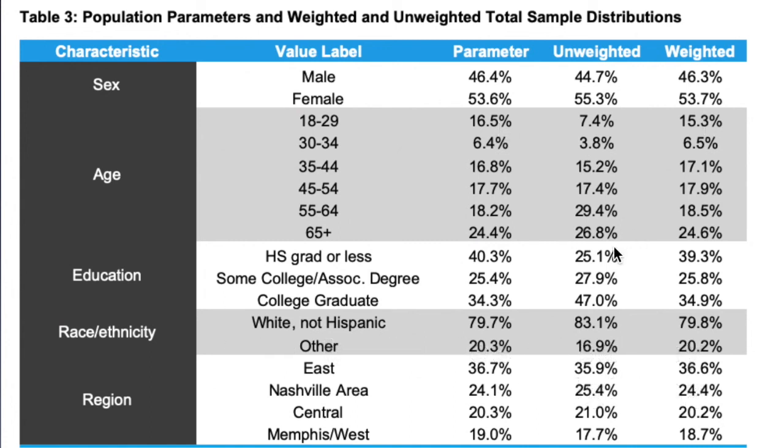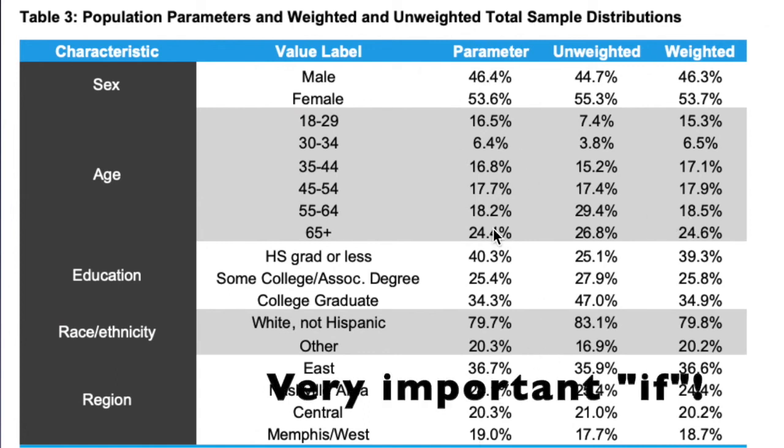And conversely, people who we have too many of in our sample, so here we have 29.4% among the ages of 55 to 64, we need to downweight them. So instead of fully counting the responses, we'll give them a much lower weight, so they count for less than one full person. And so after weighting, their percentage in our sample is going to fall from nearly 30% to only 18.5%.